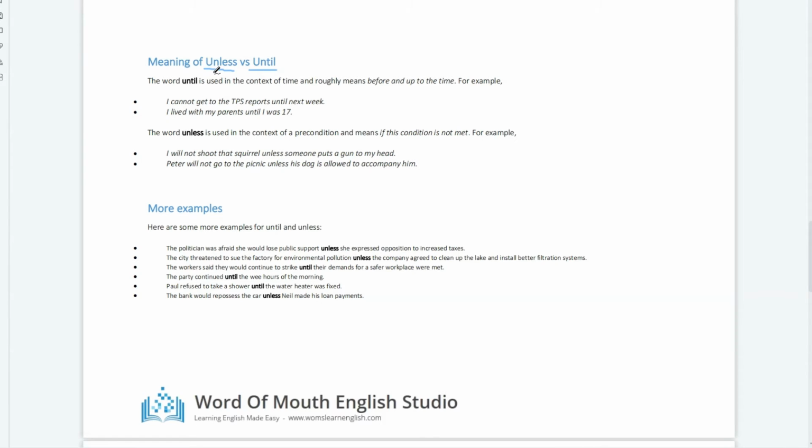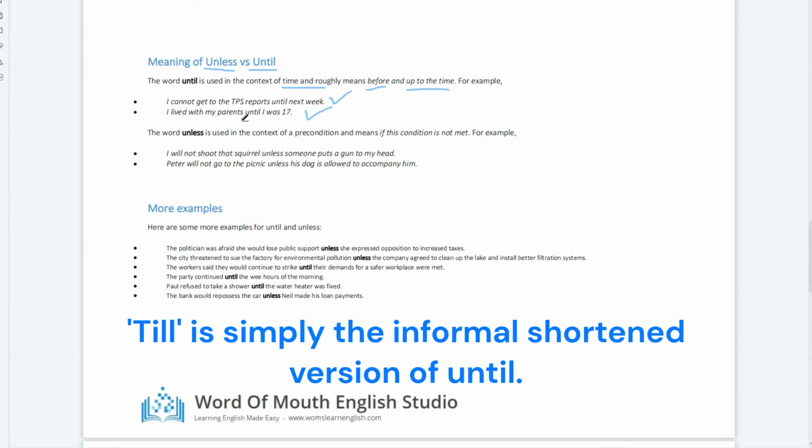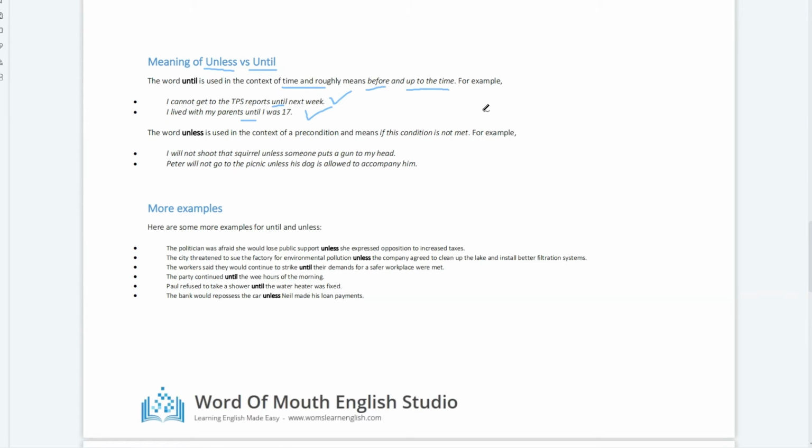The word until is used in the context of time, but not in the context of condition. And it roughly means before or up to a time. For instance, I cannot get to the TPS reports until next week. And I lived with my parents until I was 17. Until here is used to describe or discuss a time limitation and has nothing to do with condition and therefore can't be used in conditional clauses, like we've seen with the examples of linkers in the previous slide.